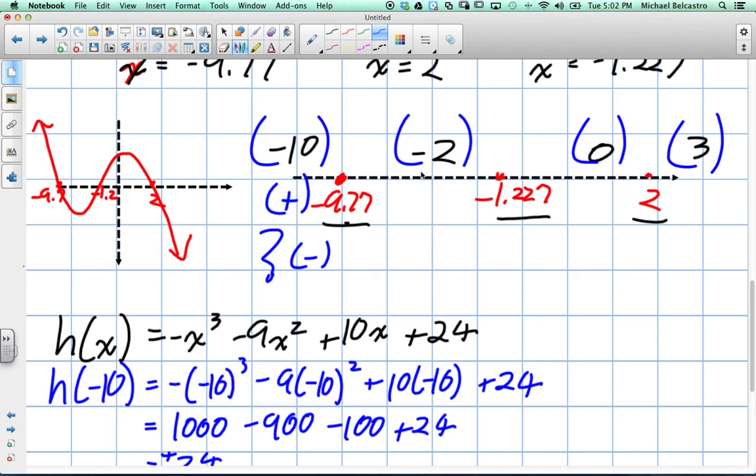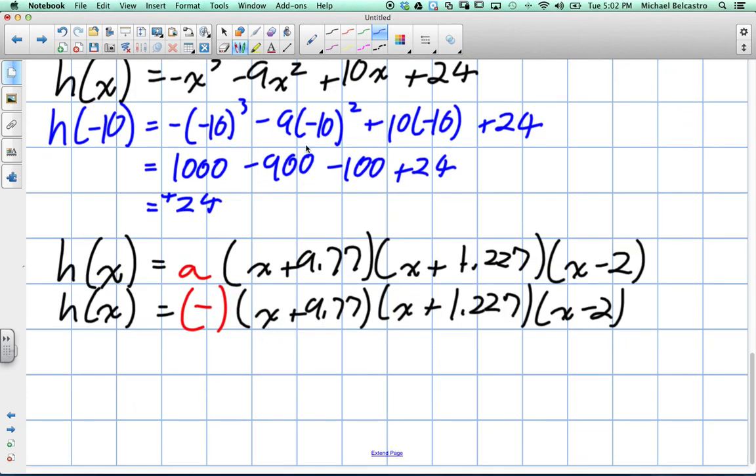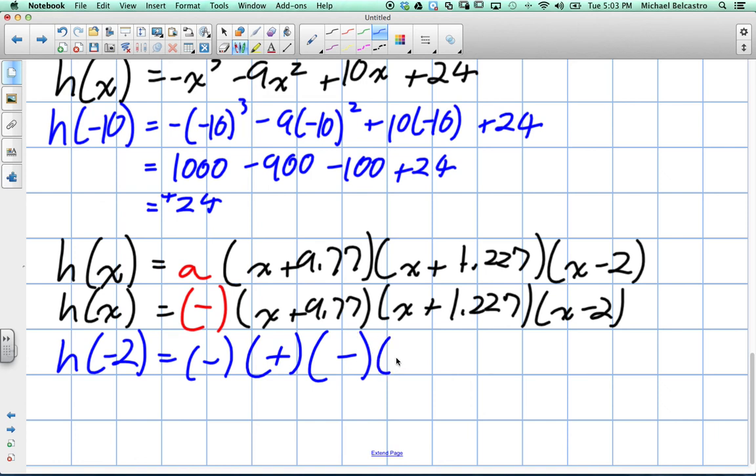The next value we were going to do was negative 2. If we were to plug negative 2 in, so we'll say h of negative 2, well, this stays as a negative. When I put negative 2 in here, this will stay positive. When I put negative 2 in there, it'll be negative 2 plus this, so it'll be negative because the negative 2 is greater. And a negative 2 here will give us negative. So in other words, we have a negative times a positive, which is a negative, times a negative, which is a positive, times a negative. So essentially we get a negative value in the end.